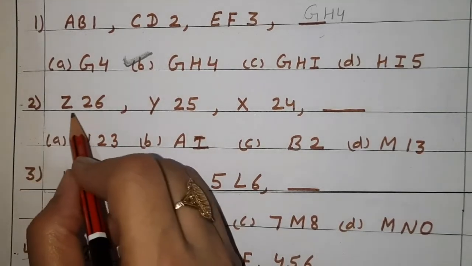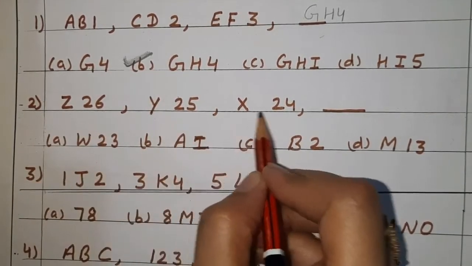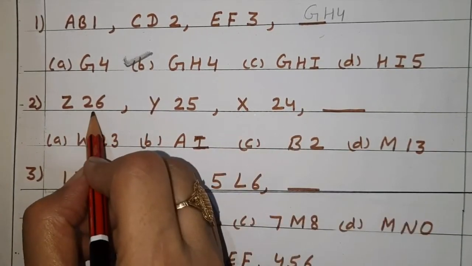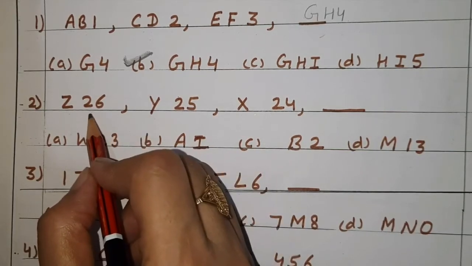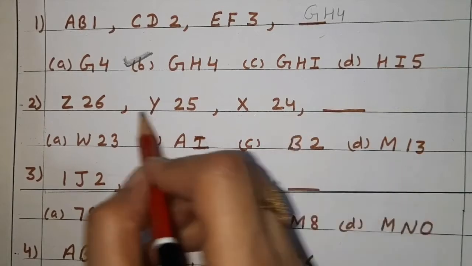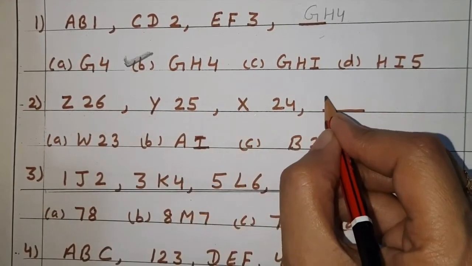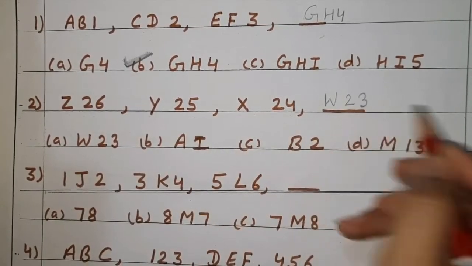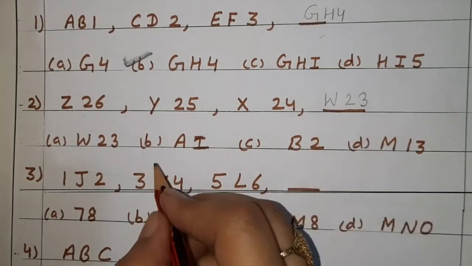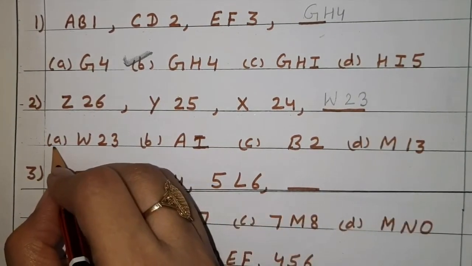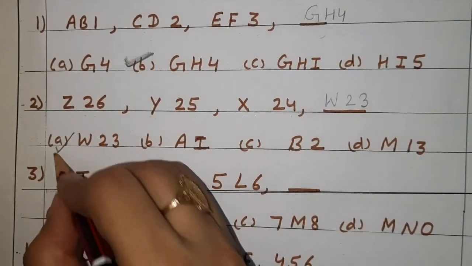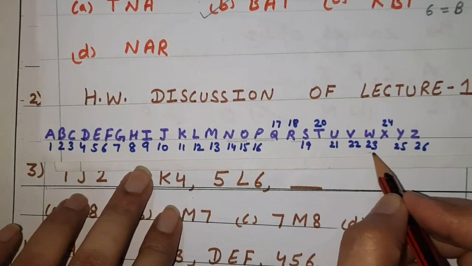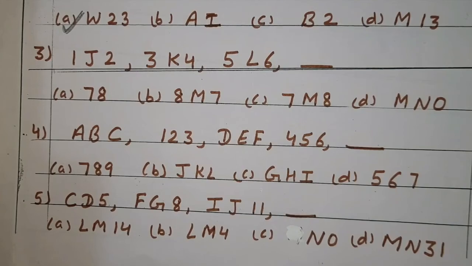Question number 2. Z26, Y25, X24. Now see, X, Y, Z. Z is at 26th place in alphabet series. Y25, X24. X, Y, Z. So here it will be W. 26, 25, 24, 23. 23 is the position of W in alphabet series. So our answer is option A. From here you can observe W is at 23rd place. Got it?